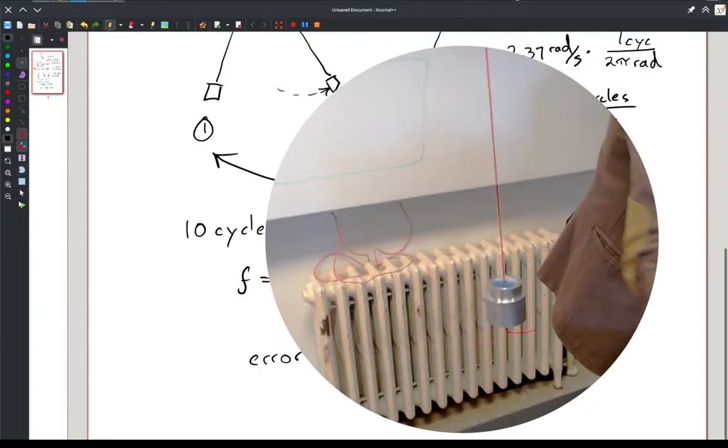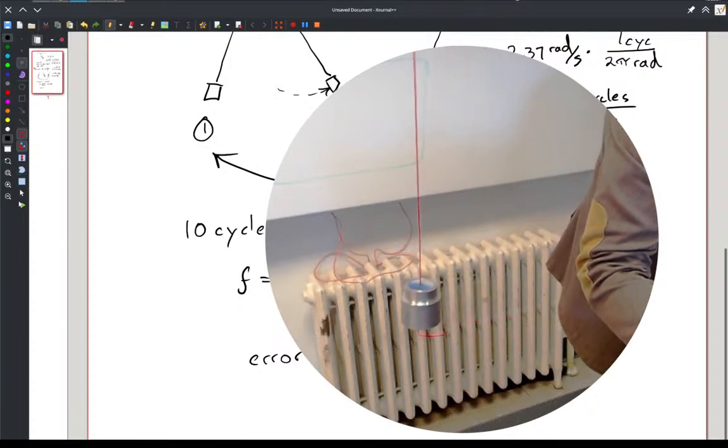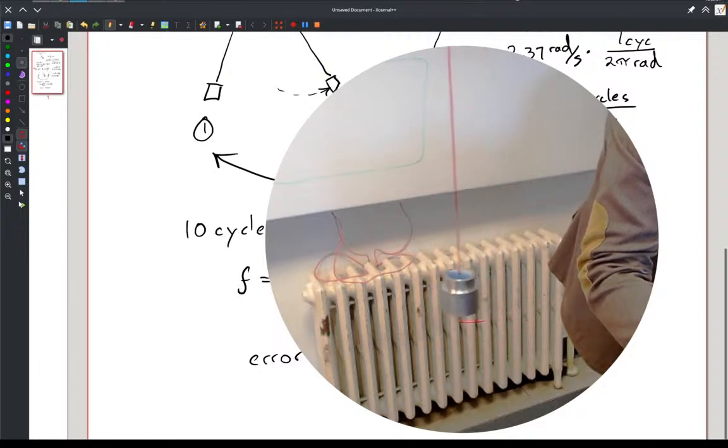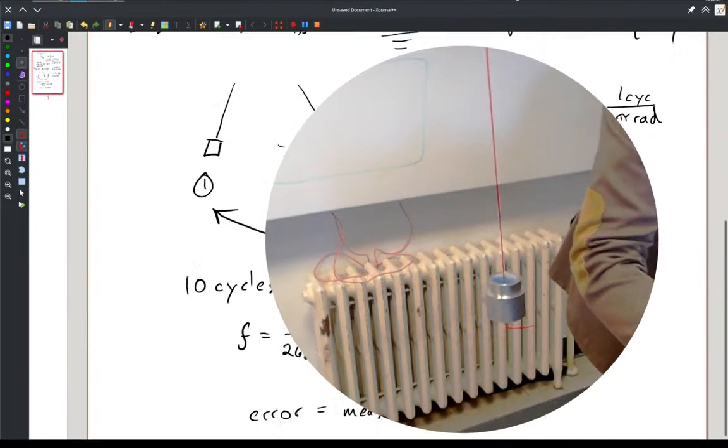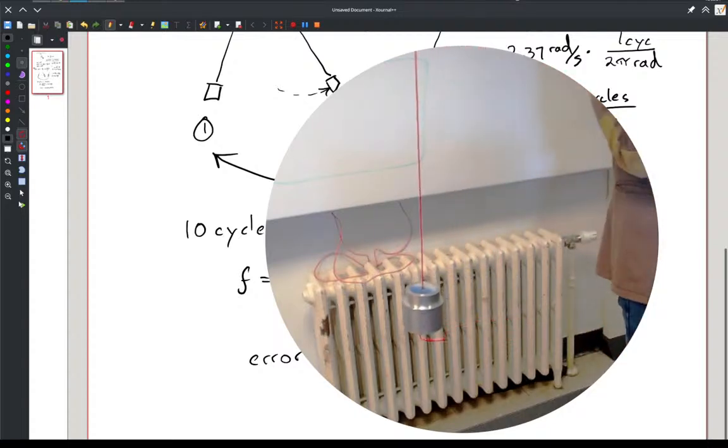So usually, in general, it doesn't matter what you're comparing. Error is like measured minus predicted, or expected minus predicted or something. You just take the two values and subtract them.